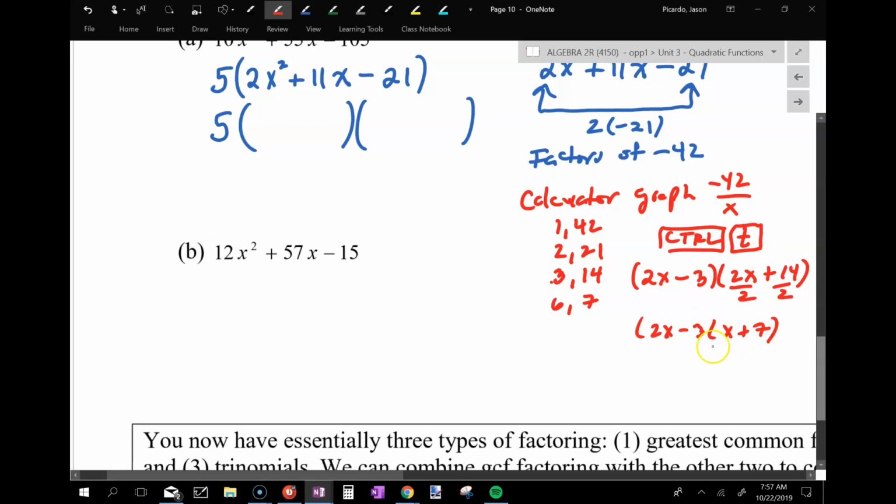So what does that represent? That represents the factored version of 2x squared plus 11x minus 21, right? I'm going to put that up top in my final answer, right? 2x minus 3, x plus 7.